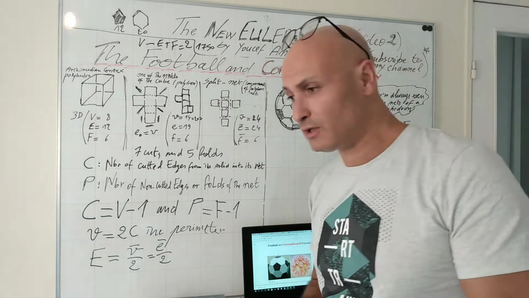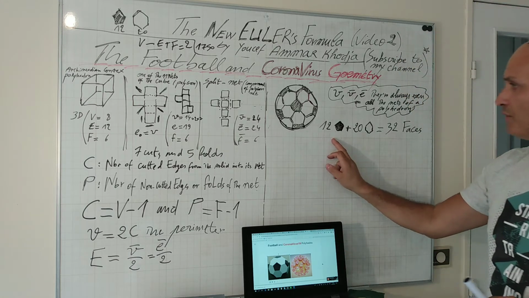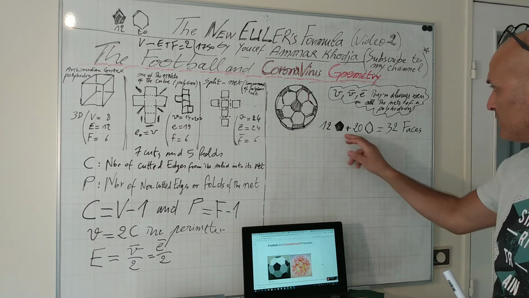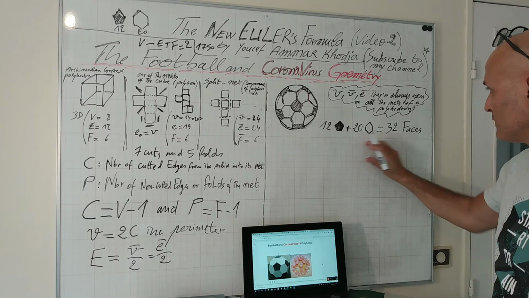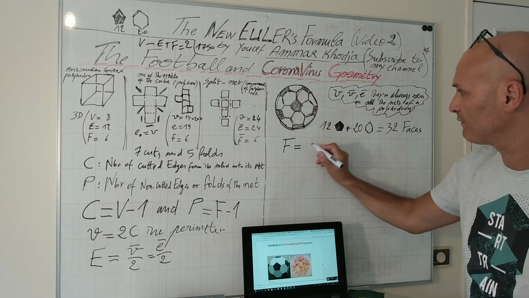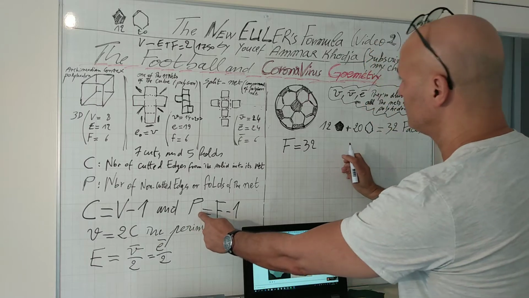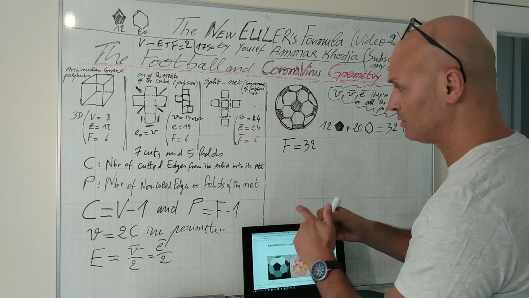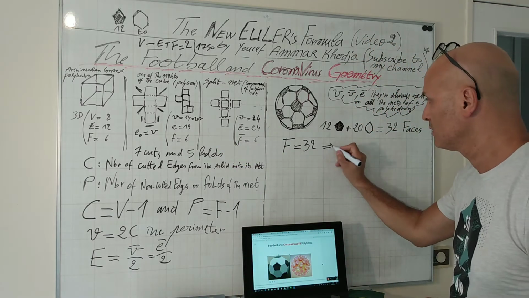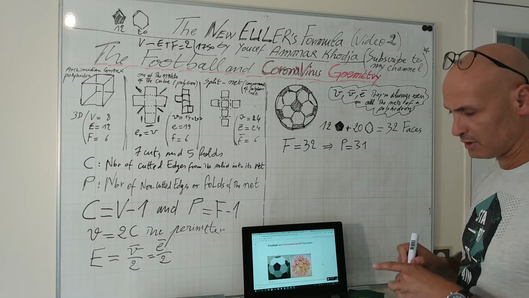Now let's go back to our example for the football. As you see here, we've got 12 pentagonal faces and 20 hexagonal faces. That makes it 32 faces. So we've got already that F equals 32. And from here, the number of folds when you get the net makes P equals 31. Let's check it.